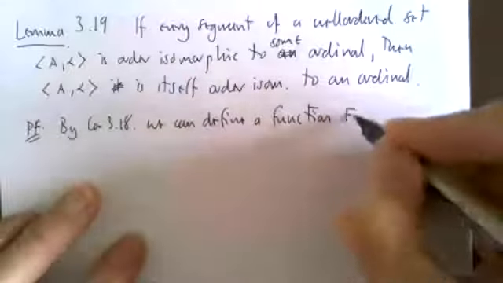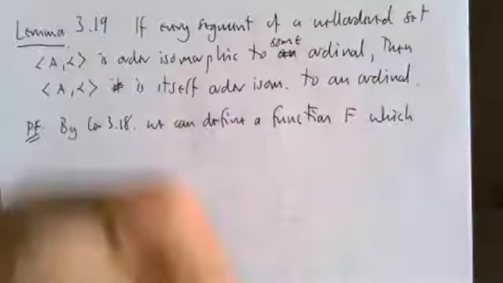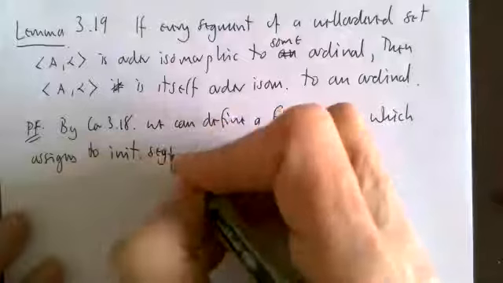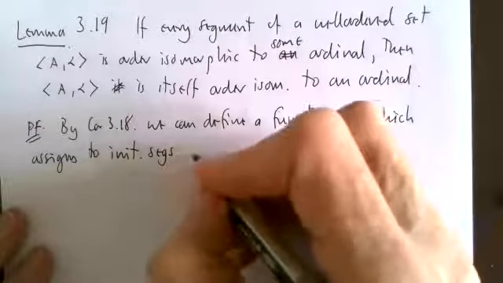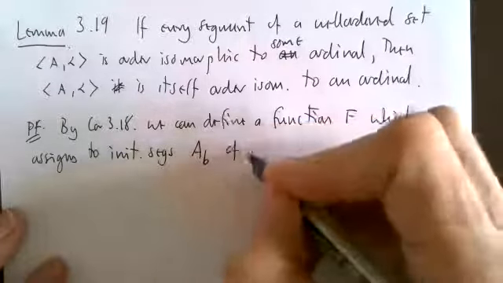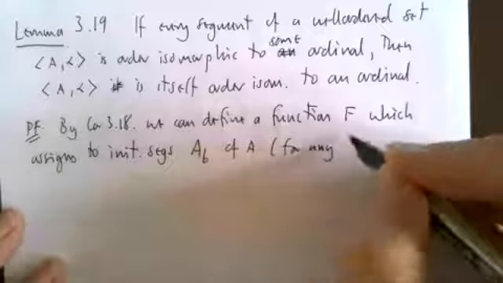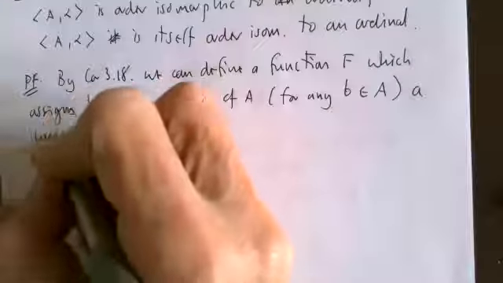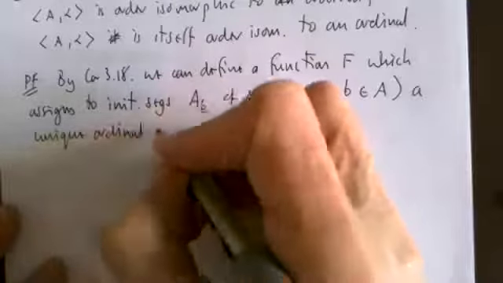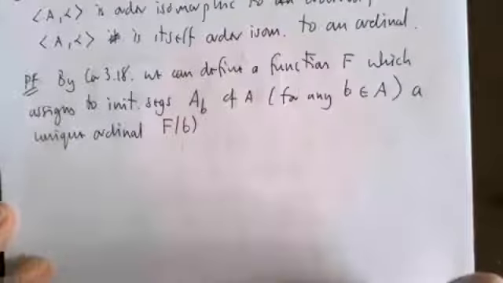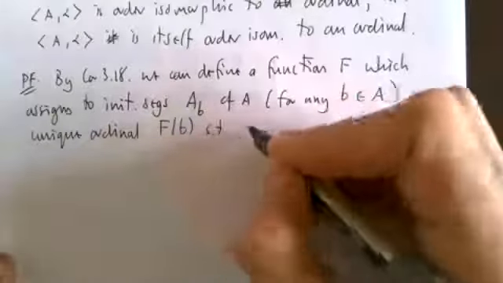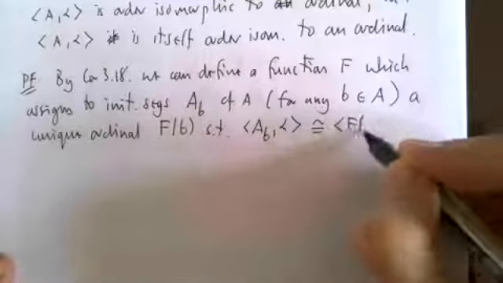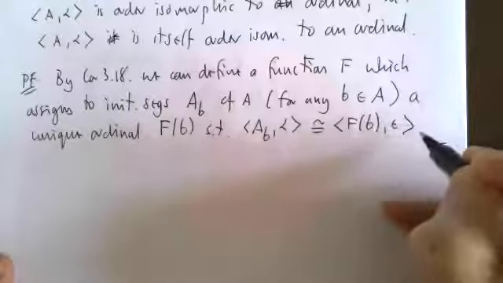So we can define a function f which assigns to initial segments AB of A, for any B in A here, a unique ordinal f of B, so that if I look at AB, this is isomorphic to this ordinal f of B. So it's just dependent upon B here.